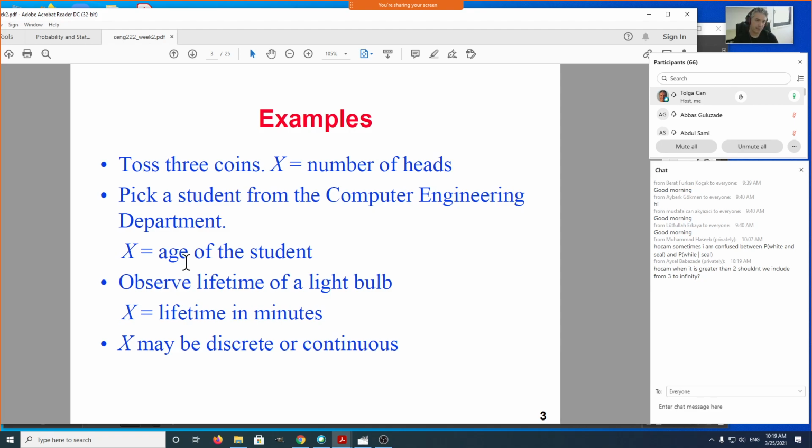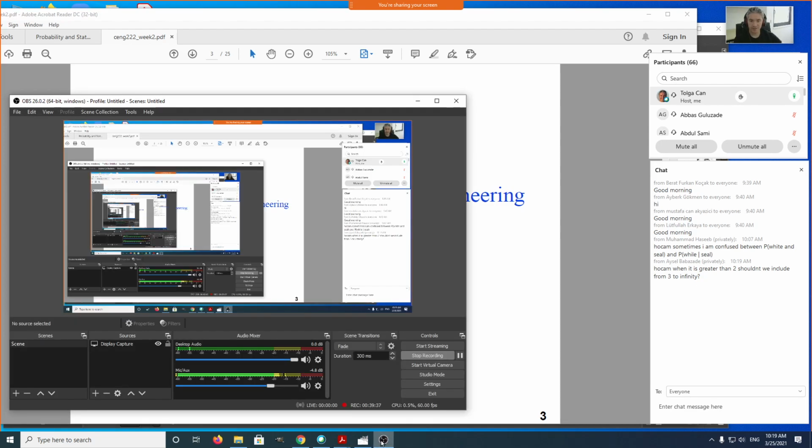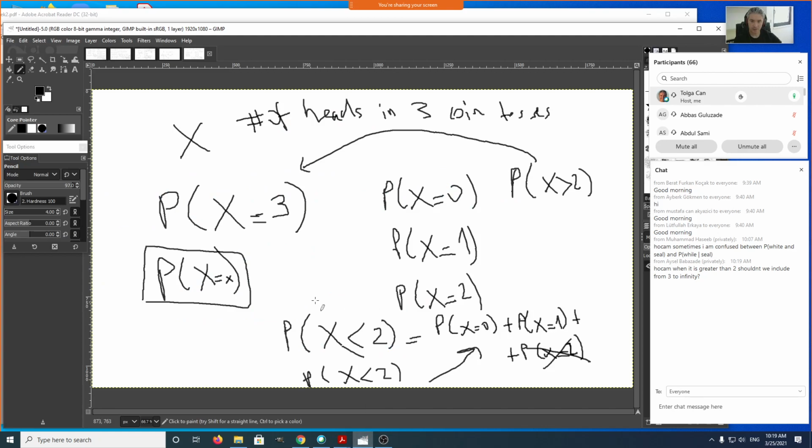When it's greater than 2, shouldn't we include from 3 to infinity? Actually, 3 to infinity is already included here. So let's look at this question. When the probability that x is greater than or equal to 2, we should include infinity, but the possible values x could take are only 0, 1, 2, 3.